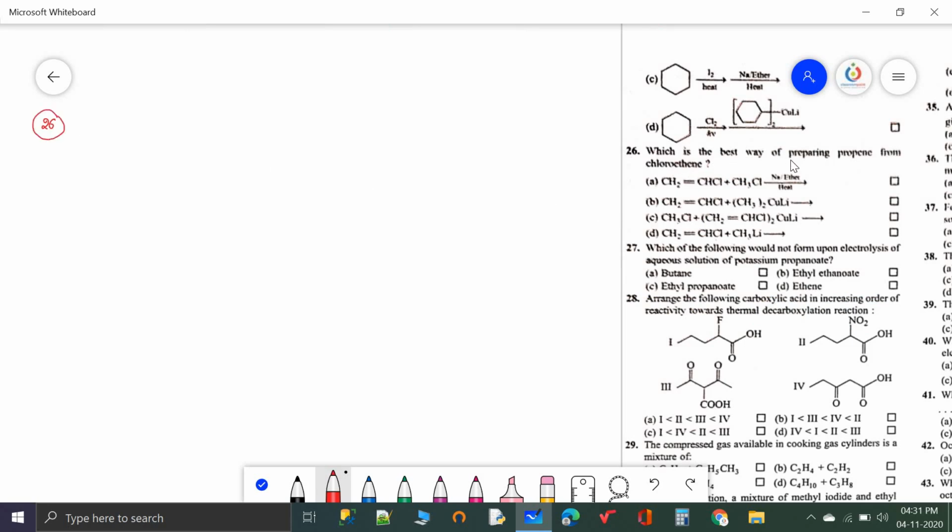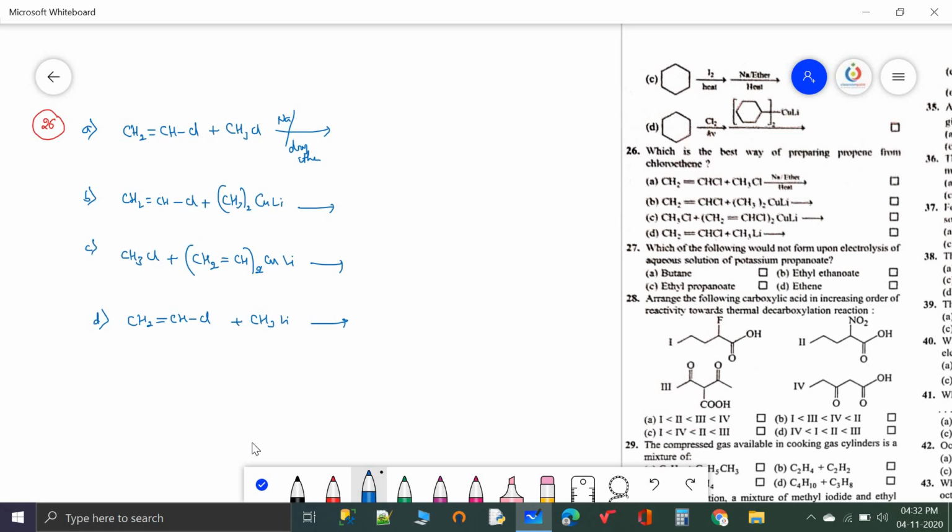Which is the best way of preparing propane from chloroethene? So chloroethene is there as well as propane is there. Here 4 options are given. I will write down those 4 options. In these 4 options, one common thing is there: CH2 double bond CHCl. So let us discuss this molecule's speciality.